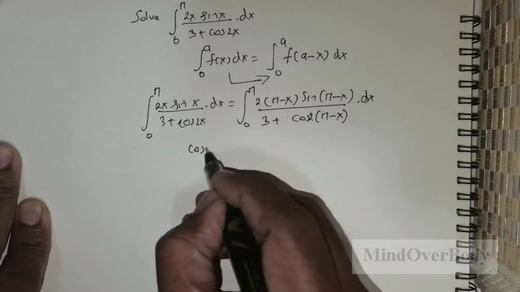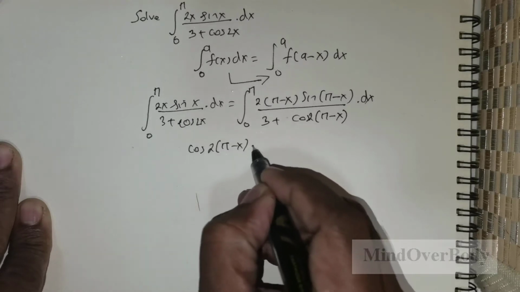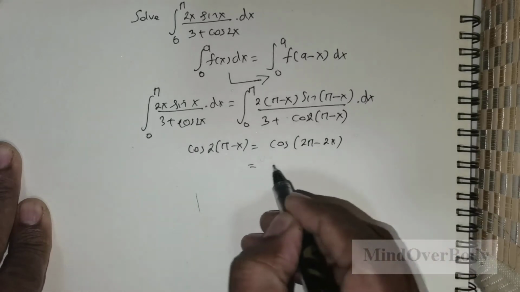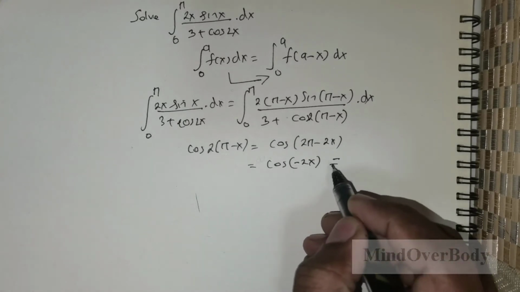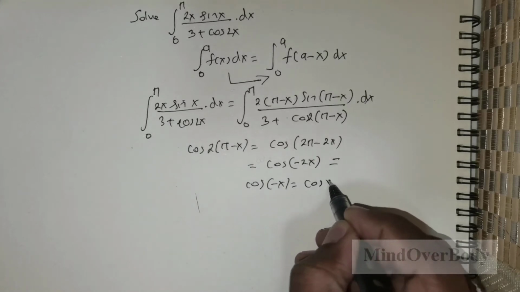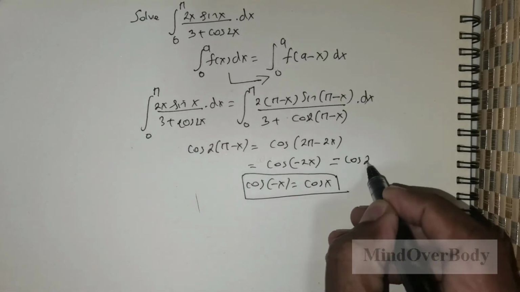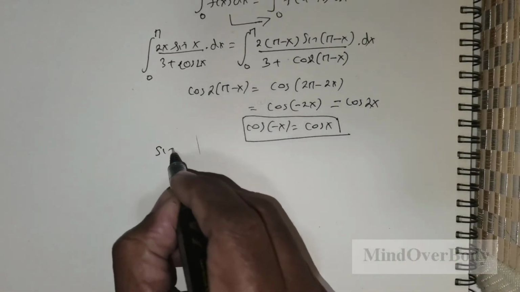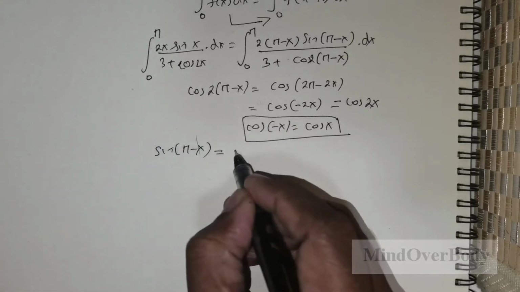Now you have to know the following. Cos of 2 times (pi minus x) is actually cos of (2 pi minus 2x), which is actually cos of negative 2x. Since cos is an even function, cos of negative x is equal to cos x. So because of this, this is going to be equal to cos 2x. So this is the first deduction you have to know. And the next deduction is sine of (pi minus x). Now this is actually equal to sine x.